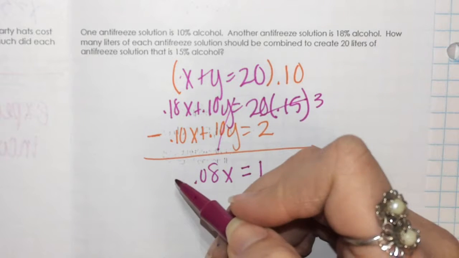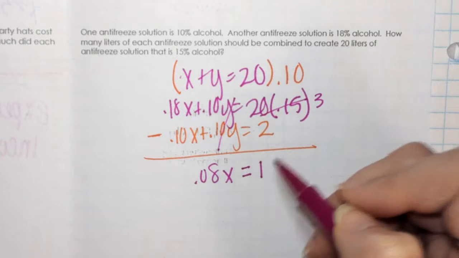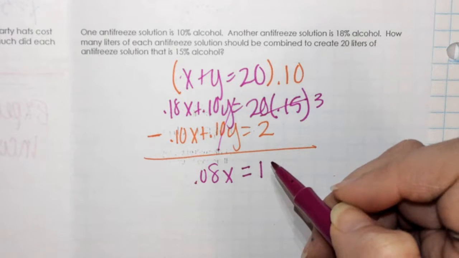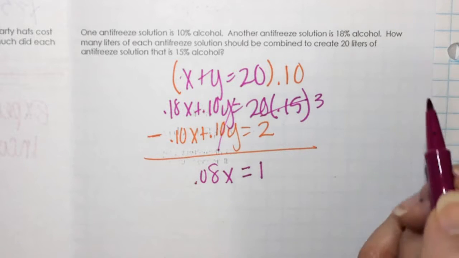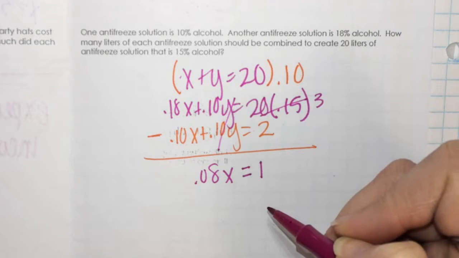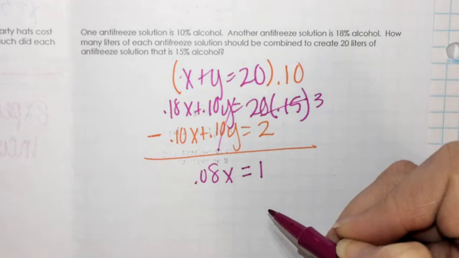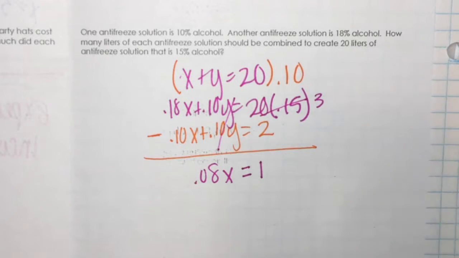All right, but you should have negative 0.08x equals negative 1, correct? Okay, now divide. Do negative 1 divided by 0.08. It is 0.08, and that's a big difference than 0.8, right? That's a huge difference than 0.8.